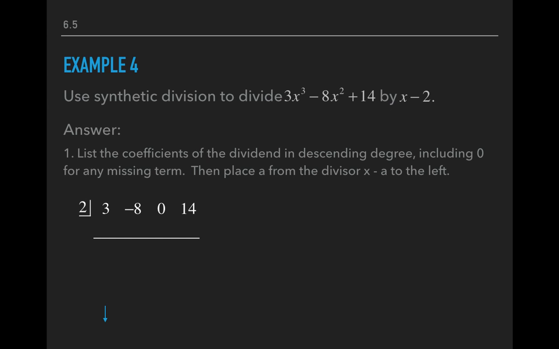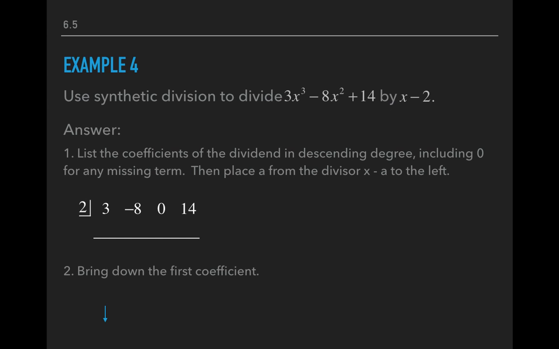3 was the cubed coefficient. -8 was the squared coefficient. We don't have a linear term, so we put a 0, and then the 14. Now you might be thinking, she made a mistake, it's a -2. No. Like we've done before with our binomials, what it appears to be, you have to make the opposite. Because it is x minus 2, we're using 2 as our number inside that little box. So make sure you make them the opposite of what is in your binomial.